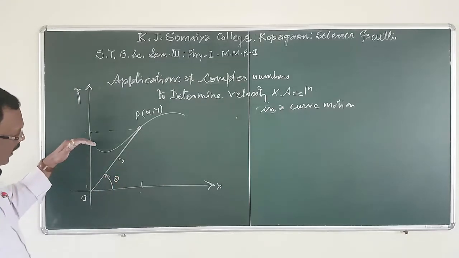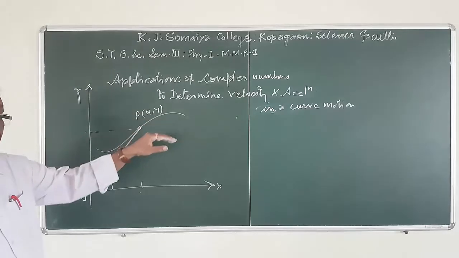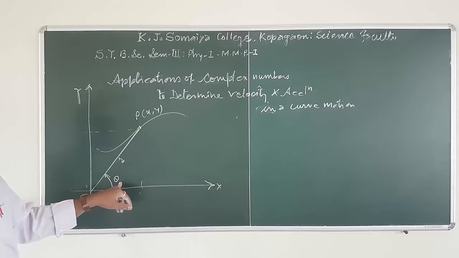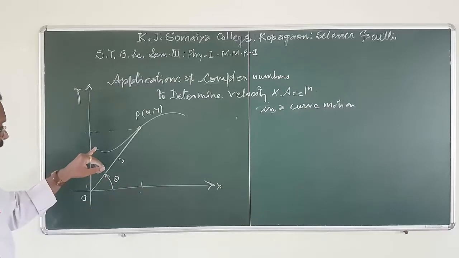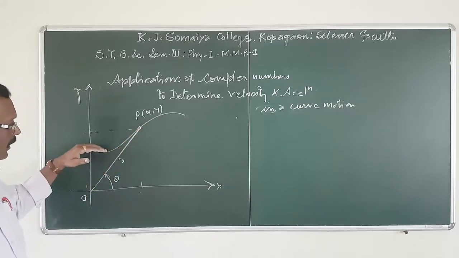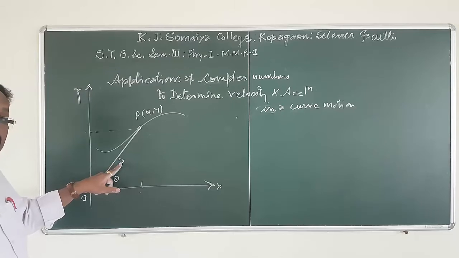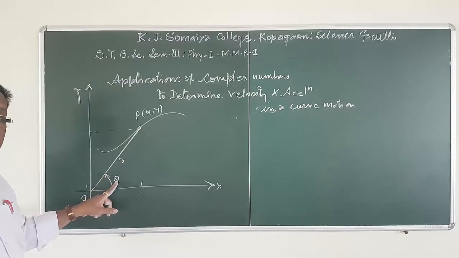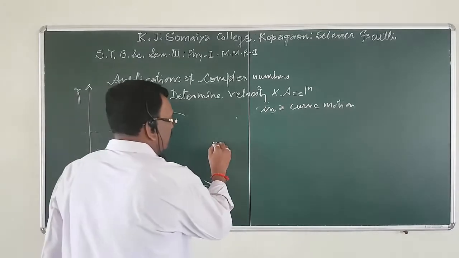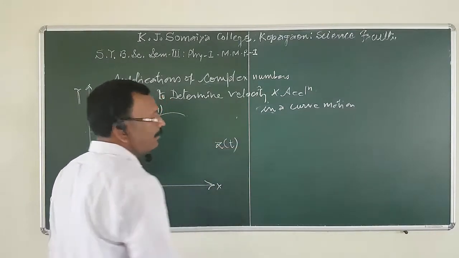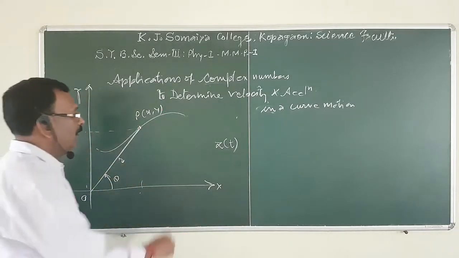When this particle is moving along the curve, note that r and theta both change with respect to time. As the particle moves from one point up to another, obviously the value of the position vector goes on changing. At that time, the phase angle is also changing with respect to time. Therefore, the complex number Z is nothing but a function of time.